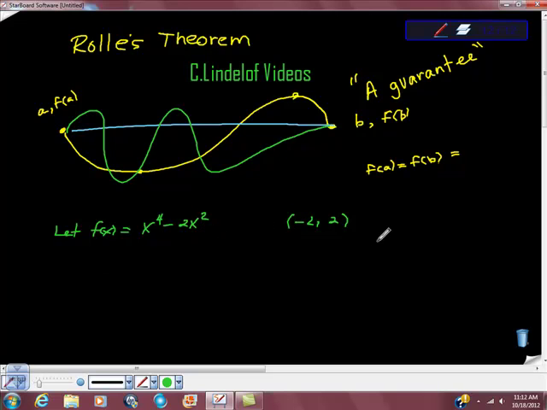All you have to do to declare that you're going to use Rolle's is this. And I'm approaching this as if I'm taking the AP exam. So I'm going to take f of negative 2. f of negative 2 is negative 2 to the fourth power minus 2 times negative 2 to the second power.